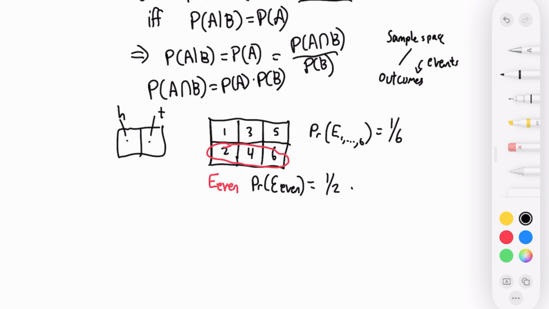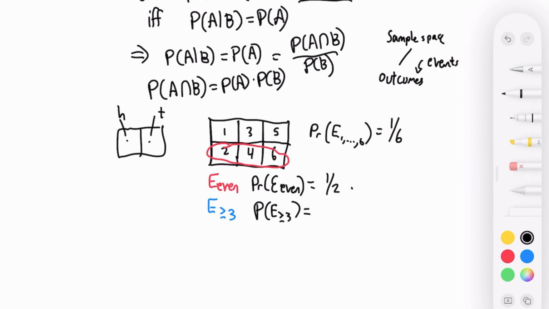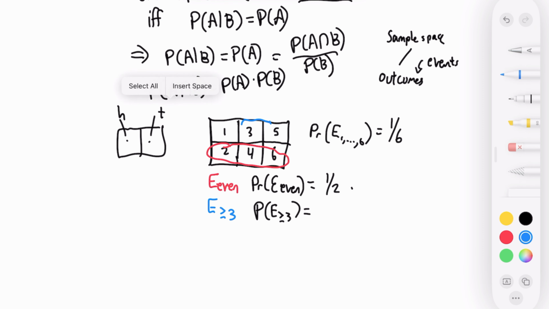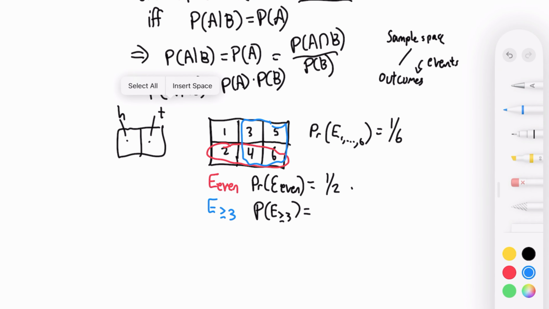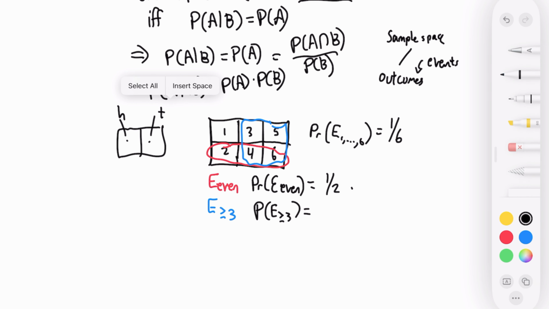We can also have the event E greater than or equal to 3. So the probability of E being greater than or equal to 3 is equal to, and if I show you what this looks like, it's going to be these 4 numbers. This is equal to 1, 2, 3, 4. So 4/6, or of course 2/3.